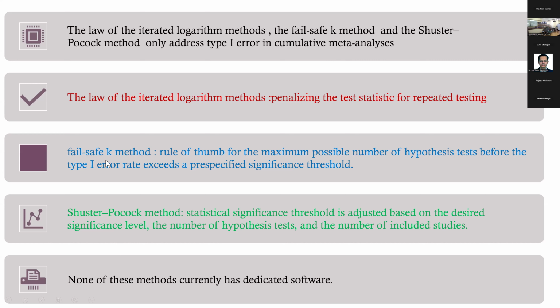Fail-safe K method, it is a rule of thumb. The maximum possible number of hypothesis tests before type 1 error exceeds a pre-specified threshold. We are teaching this in the Saturday sessions. If you have 5 subgroups, we divide the p 0.05 by 5, and that is called Bonferroni. This is alike. After how many groups are you going to cross one threshold of p value which you should not cross? That is called the fail-safe K.